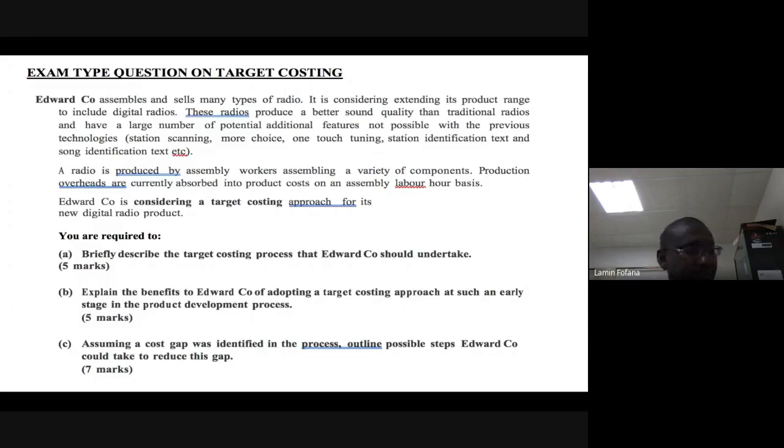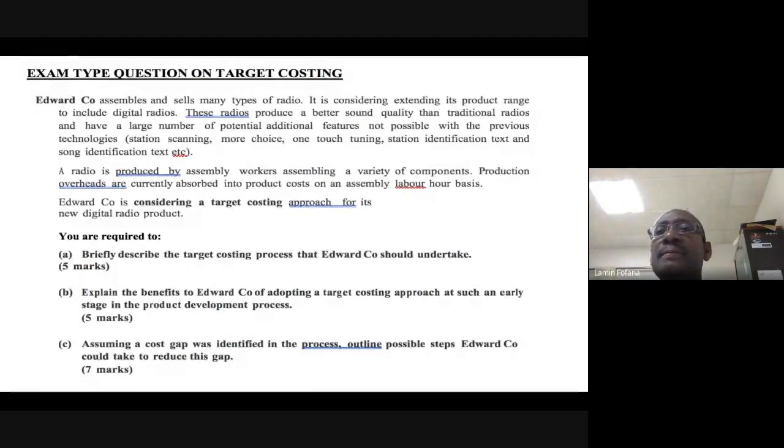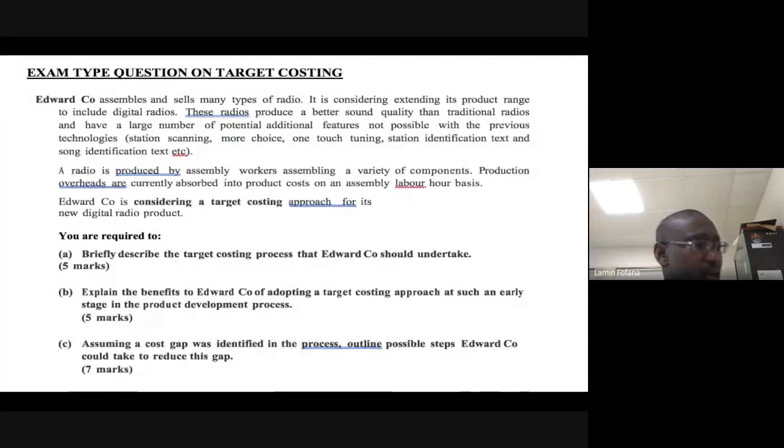Let's look at this question. The question has 2 parts. One, the written part, which is A, B, and C. And the second part is the D part, which is the calculation part. We're going to explain parts A, B, and C, and I'm going to provide the model answer. The model answer is part of these slides, but we will discuss them. So the first part is: briefly describe the target cost process that Edwards Company should undertake.